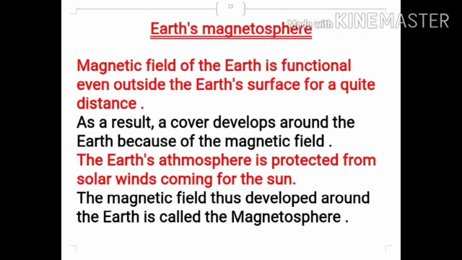Earth's magnetosphere. Magnetic field of the Earth is functional even outside the Earth's surface for quite a distance. We all know that Earth is having a magnetic field. So outside the Earth also this magnetic field is working. As a result, a cover develops around the Earth because of the magnetic field. The Earth's atmosphere is protected from the solar winds coming from the sun. So what it means, children, is that this magnetic field is working as a cover, as a protection to the Earth from the solar winds coming from the sun.